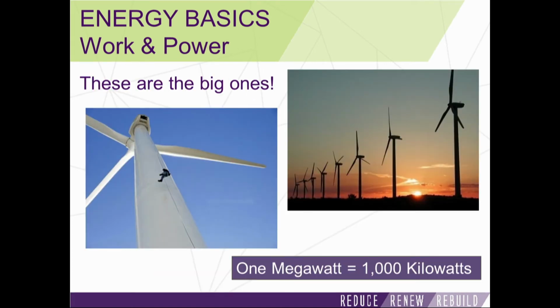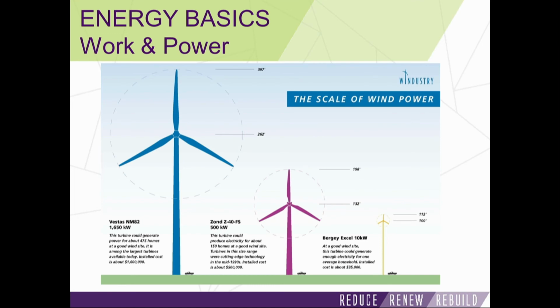The big utility-sized turbines are rated at 1 to 3 megawatts. A megawatt is 1,000 kilowatts, so they can make up to 3,000 kilowatts of power. Bigger turbines capture more wind and make more energy. On this drawing, note the size of the 10 kW turbine on the right compared to the 1,650 kW turbine on the left. At the base is a truck for a size comparison.